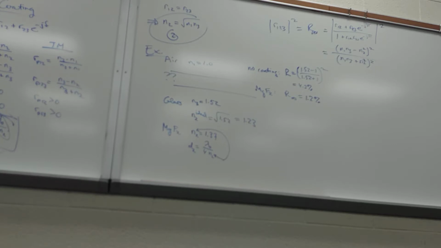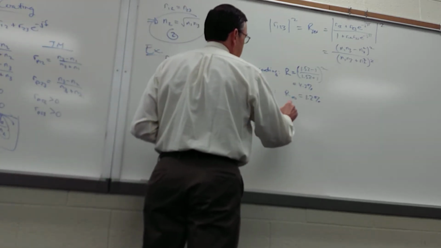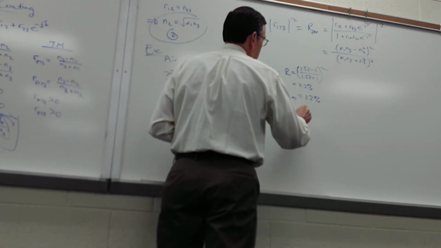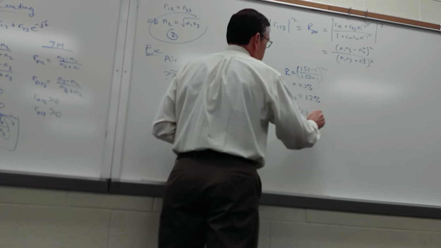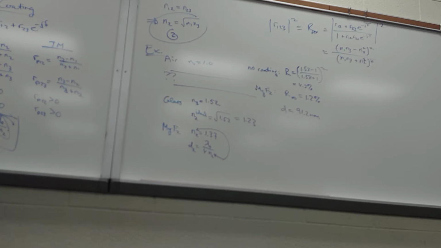So what is the wavelength in the middle of the visible? A little over 500 nanometers. So what does that put our d to? So here, if we calculate the thickness that we need, which is this quarter wave, it turns out to be 91.2 nanometers. So it's thin. It's quite thin. Is that hard to do? Turns out, no, it's not hard to do at all.